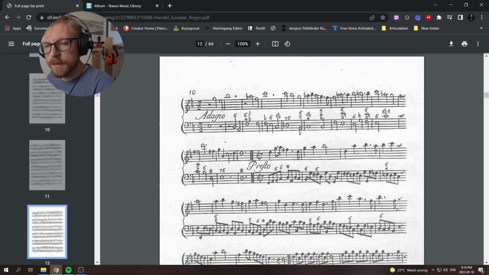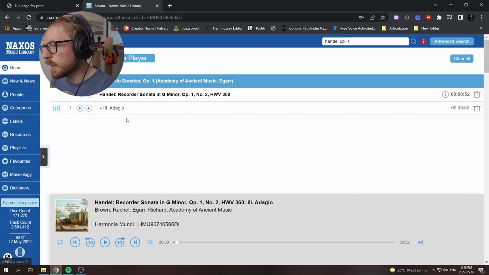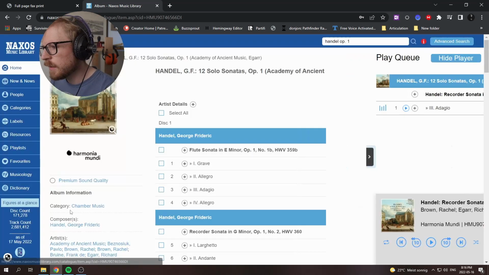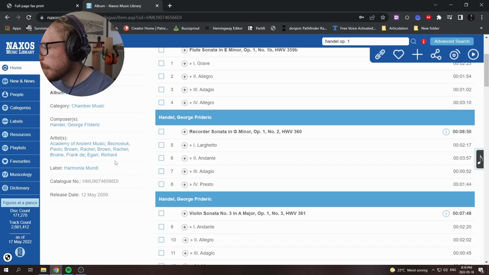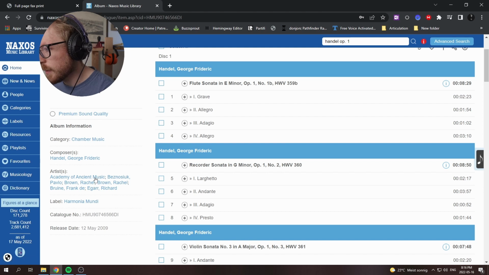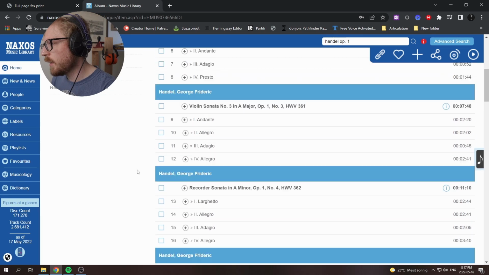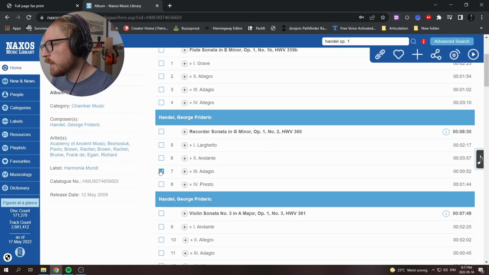Here we are, Handel Opus 1, the Adagio in the second movement. This is Richard Egarr conducting the Academy of Ancient Music. It says Rachel Brown. I know her as a traverso flute player, not as a recorder player, so it might not be her. I know Pavlo Beznosiuk is not the person. It says Rachel Brown twice. Whatever. Anyway, here we go. Let's go with number 2, the Adagio.